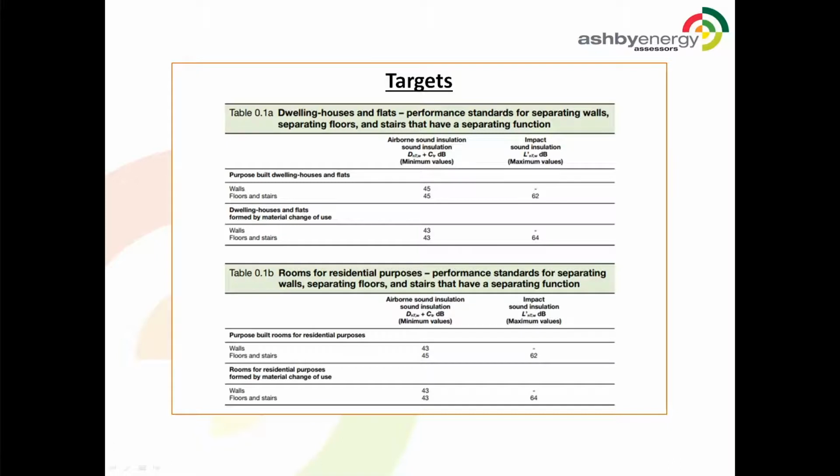When testing rooms for residential use, the target for wall airborne testing is a noise reduction level of 43 decibels, but 45 decibels for floor tests, and for rooms for residential use formed by material change of use, 43 decibels for both wall and floor tests. The floor impact target is a recorded noise level of below 62 decibels and 64 in the case of material change of use.